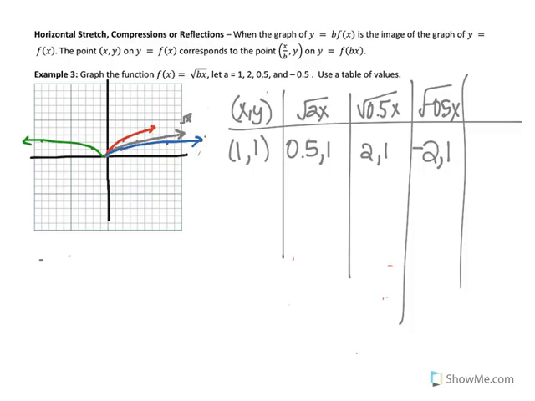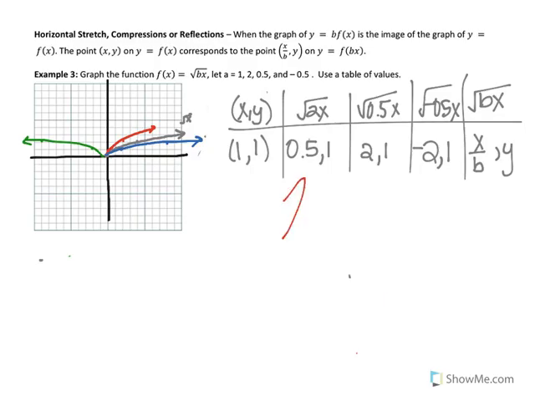If I was to plug it into the square root of b times x, our y value doesn't change, and our x value changes by a factor of 1 over b. So not by 2, but by 1 over 2. Not by 1 over 2, but 2 over 1. So you do the reciprocal to figure out what that stretch or compression is going to be.